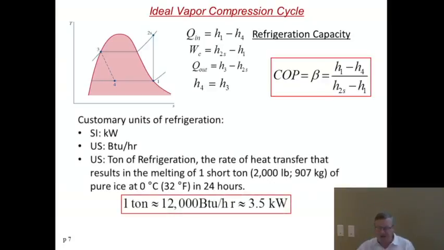Now, this refrigeration capacity is customarily expressed either in international units, kilowatts, or in English units. You will find some air conditioners in BTU per hour, which is fine. And there is a rather strange unit that is sometimes used, the ton of refrigeration, which, I'll read for you what I wrote down, is the rate of heat transfer that results in the melting of 1 short ton, 907 kilos, of pure ice at 0 degrees centigrade in 24 hours. What it amounts to is 12,000 BTU per hour, or 3.5 kilowatts.